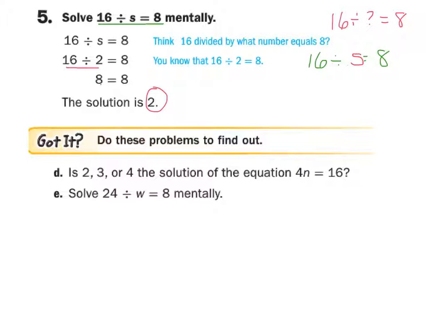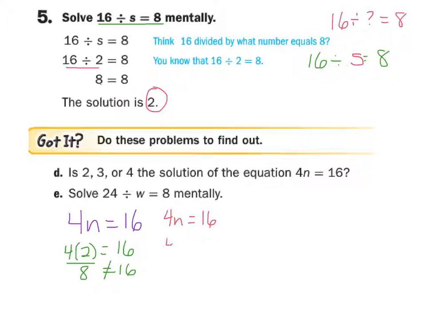So let's try some Got Its down here. We have 4n equals 16. And remember, this means multiply. An n, a variable next to a number, means multiply. So let's try 2. 4 times 2 is equal to 16? The answer is no, because that is 8, and it is not equal to 16. If I try 4n equals 16, and I try the 3, 4 times 3 equals 16? We know this is not true because 4 times 3 is 12, and that is not equal to 16.